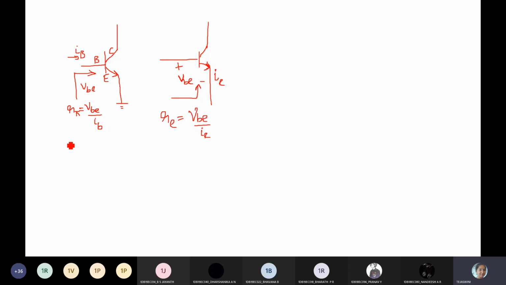Is this clear with this illustration or the definition of R pi and RE? So here we are going to ground this base because we measure emitter with respect to base. We are measuring emitter current, so with respect to base, the base will be grounded. When you measure a voltage, you make another terminal ground, like that we need to have this. Is this clear with this?